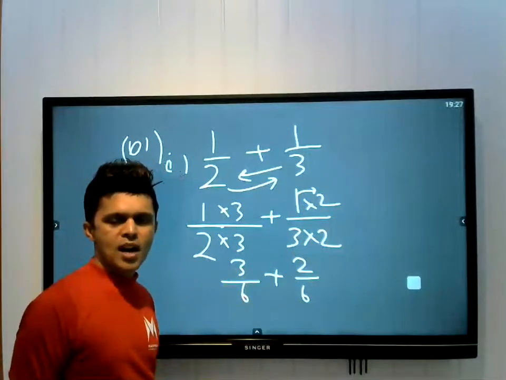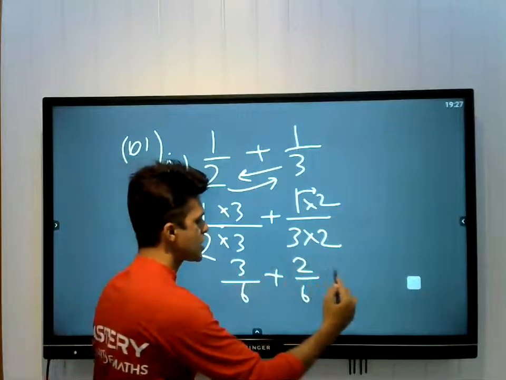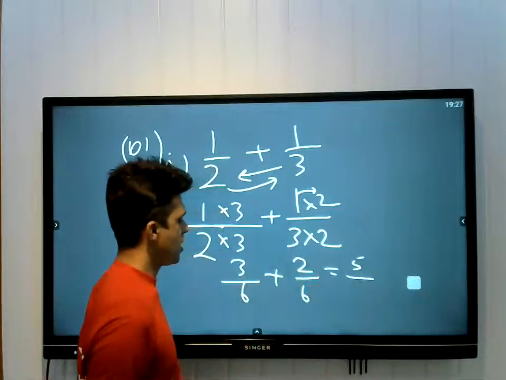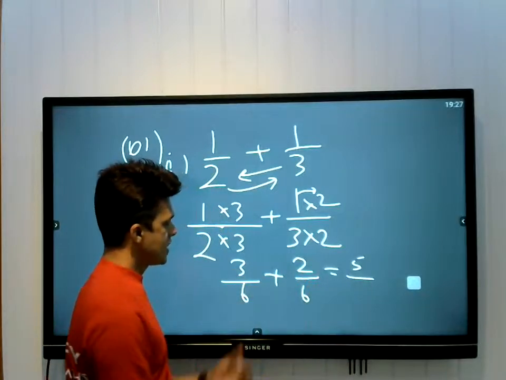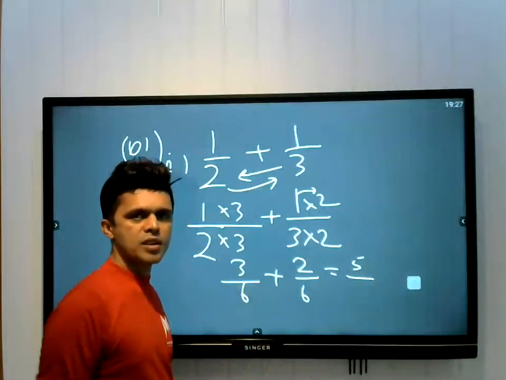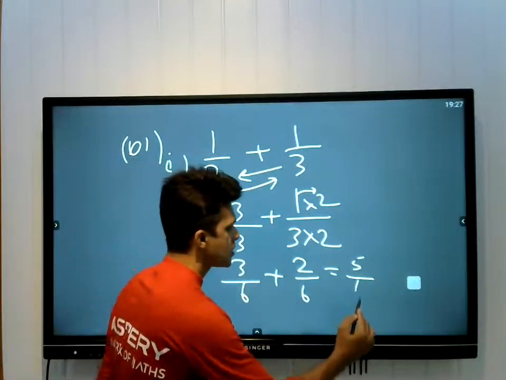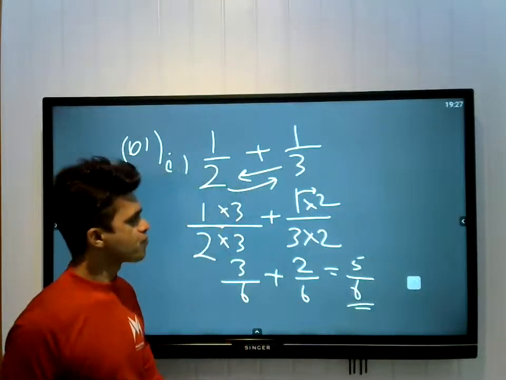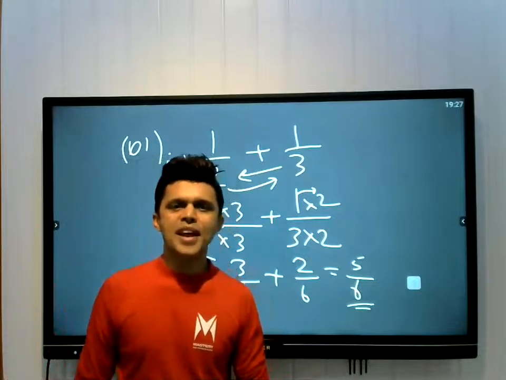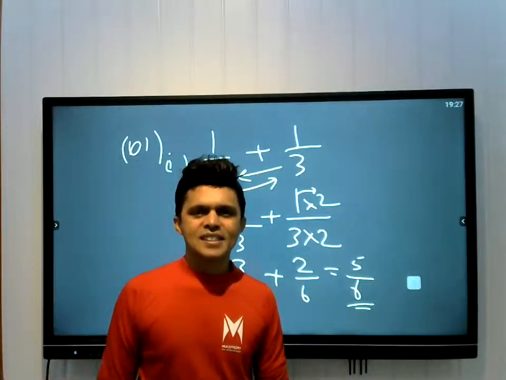So now you are able to add 3 and 2, that is 5. You can't add 6 plus 6 to get 12; the denominator stays 6. The answer is 5 over 6. These are the fractions related to grade 6.